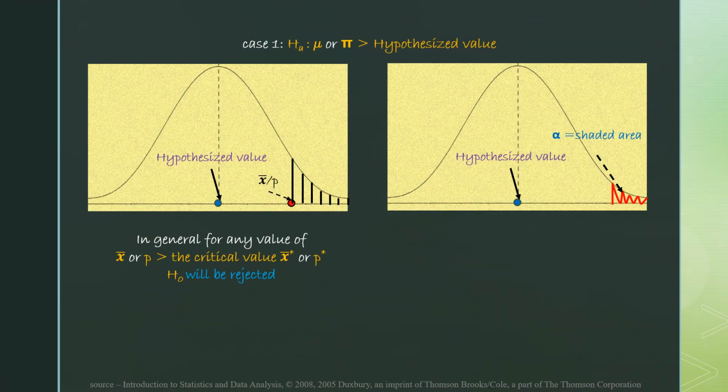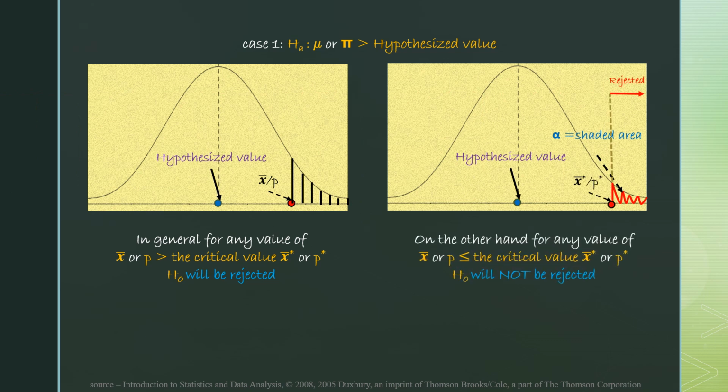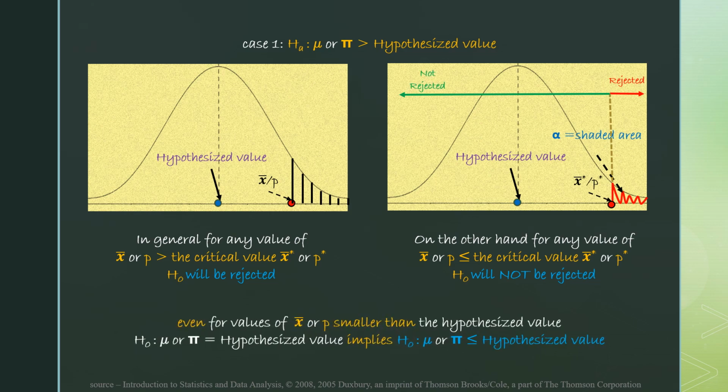In general, for any value of x bar or p greater than the critical value x bar star or p star, H0 will be rejected. On the other hand, for any value of x bar or p less than or equal to the critical value x bar star or p star, H0 will not be rejected. H0 will not be rejected even for values of x bar or p smaller than the hypothesized value. That's because, as we have already learned, the null hypothesis mu or pi equals the hypothesized value also implies mu or pi is less than or equal to the hypothesized value in this case.